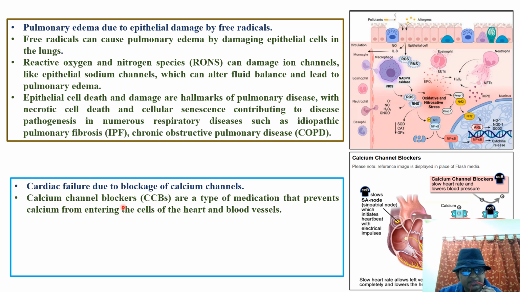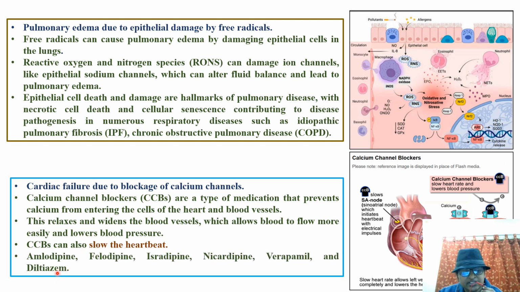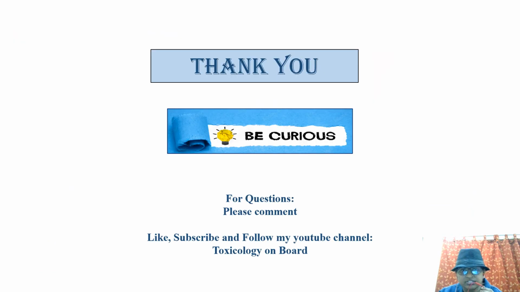Okay, calcium channel blockers are a type of medication that prevents calcium from entering the cells of the heart and blood vessels. Okay, you can see these are the calcium channel blockers. This relaxes and widens the blood vessels, which allows blood to flow more easily and lowers blood pressure, right? CCBs, calcium channel blockers, can slow the heartbeat. These are certain examples: amlodipine, felodipine. All the dipines will fall here. Verapamil and diltiazem also. These are calcium channel blockers.